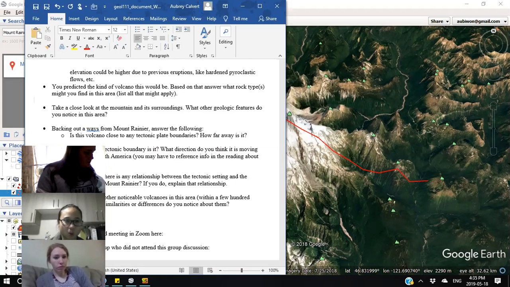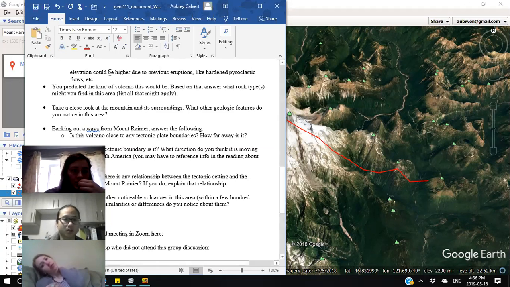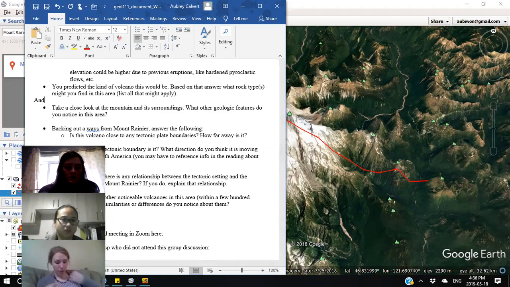Small amounts of hornblende. Andesite. Because intermediate rocks are the most common. Andesite, so intermediate. Ash, cinders, gases, volcanic bombs. Those are all really common because it's layers of the lava and the pyroclastics.